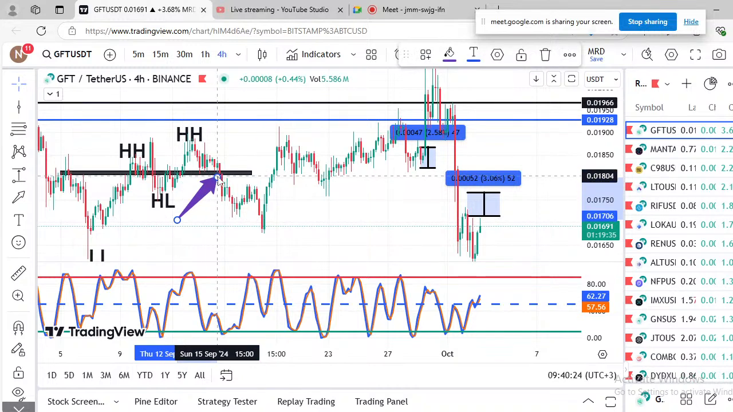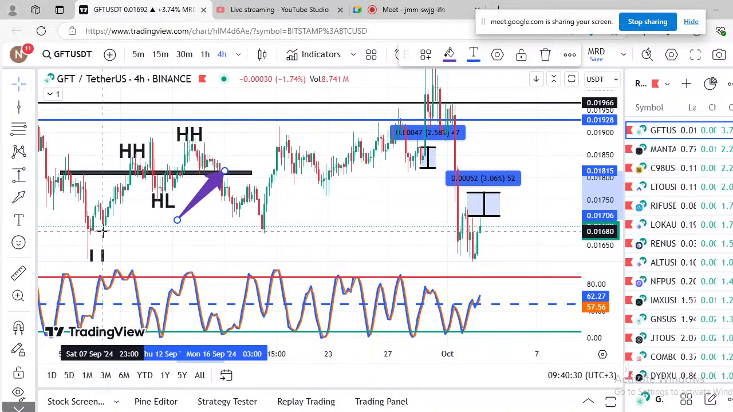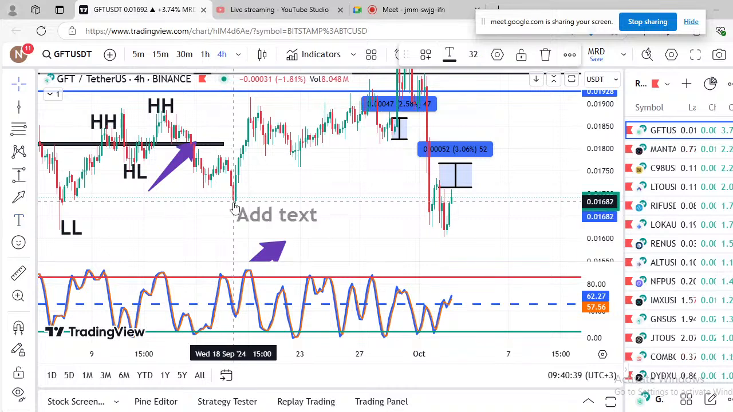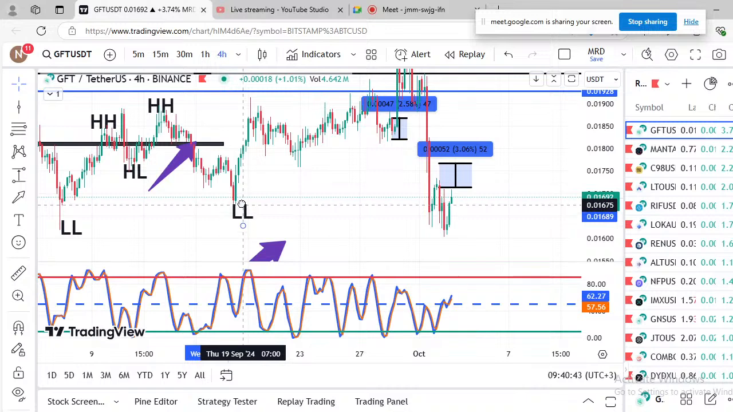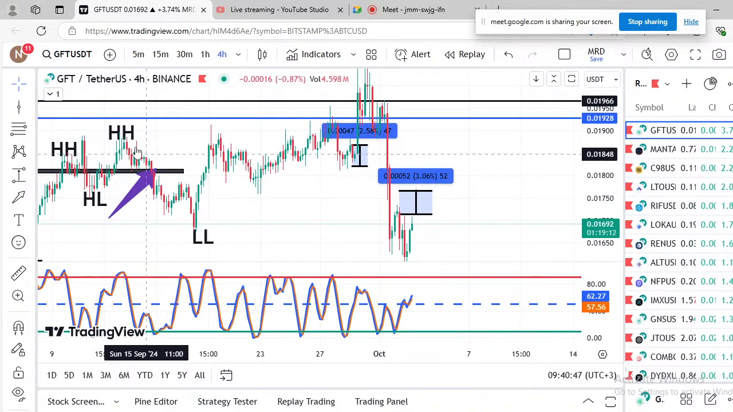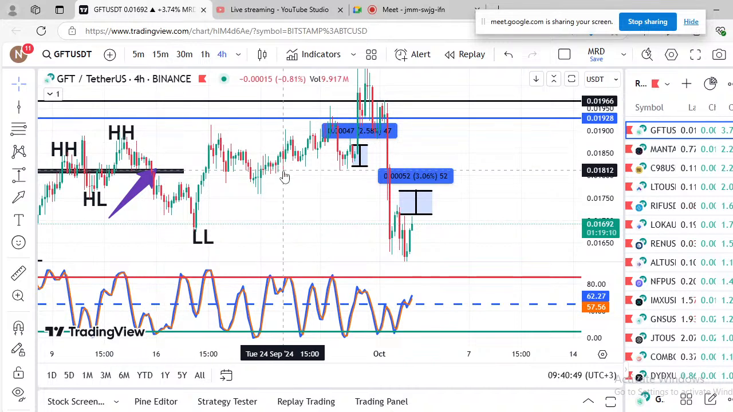Now, after knowing that this is the break of structure, definitely this is no longer an uptrend. Now you can see the market forming a new lower low at this point. Now we start a new journey. Are you getting the point?